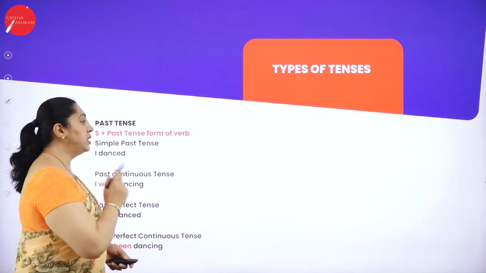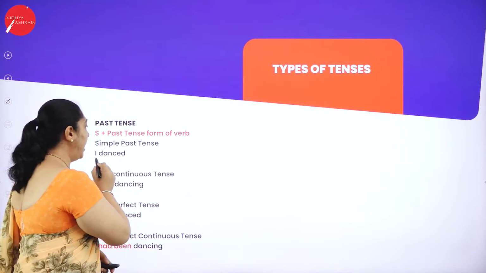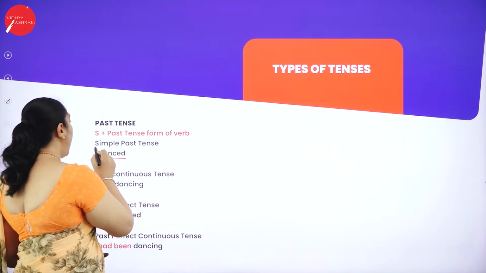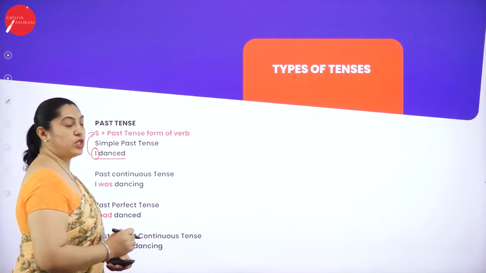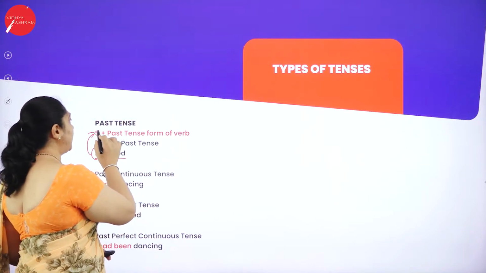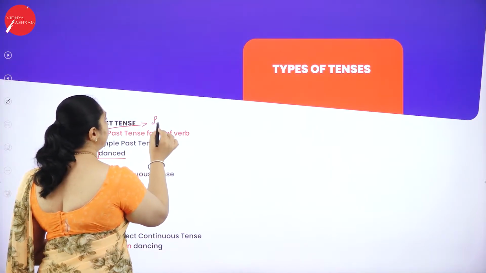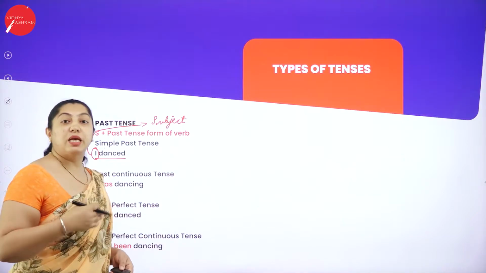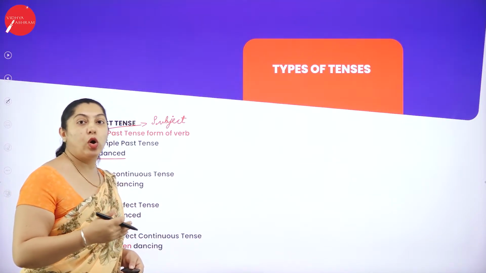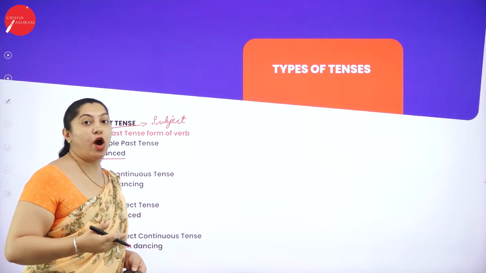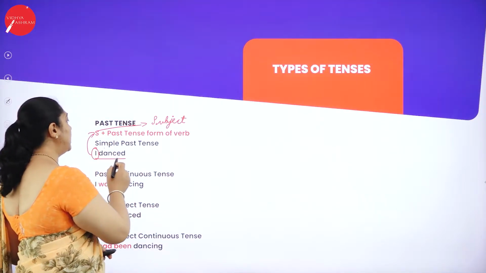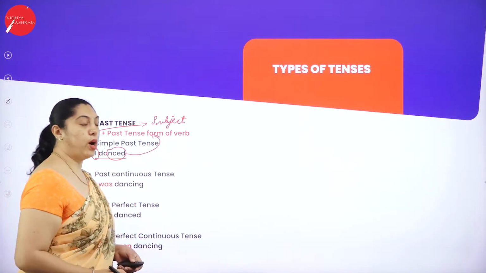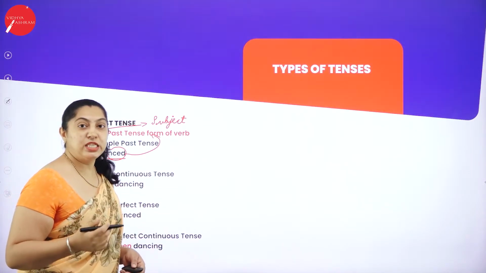I have taken the sentence "I danced." And what are the words which are written in colors here? Here I is the subject. S stands for subject. Remember one thing, the subject could be either plural or singular, or it could be a noun or a pronoun. So here I is a subject. Danced is the past tense form of the verb.